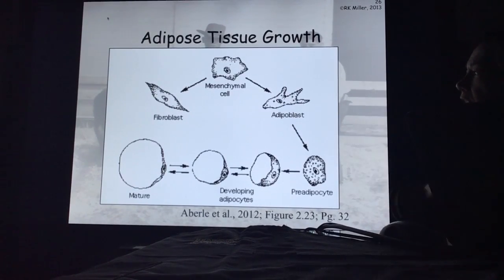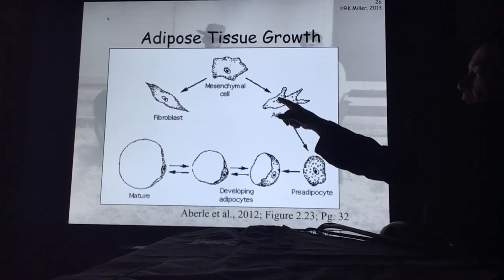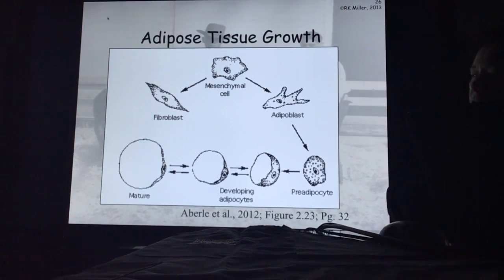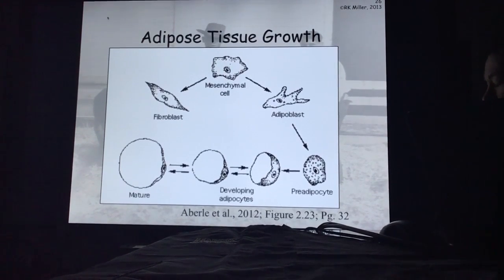It still has a centrally located nucleus, but there are these dots. Those dots are lipid droplets. So the mesenchymal cell cannot accumulate lipid droplets, but the adipoblast can. The adipoblast is going to continue to develop, and it will become a pre-adipocyte.